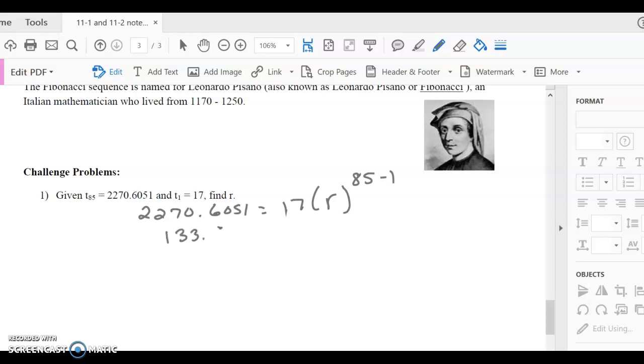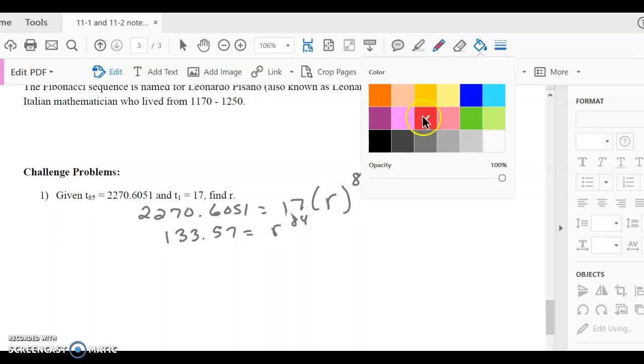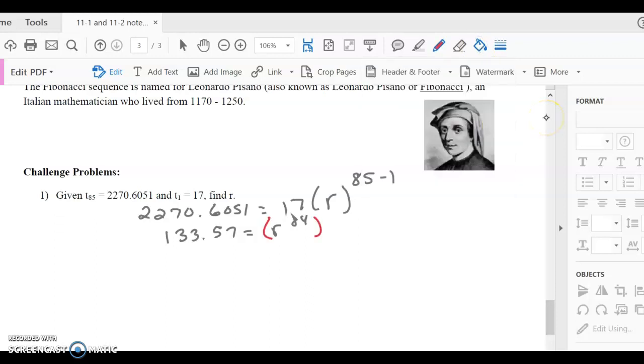We're going to divide by 17. And then you may say, well, how do we solve when the bases are different? We wouldn't want to do logs. If you remember from the exponential and logarithmic chapter, you want to raise both sides to the 1 over 84 power. And when you do that, you get 1.06 equals r.